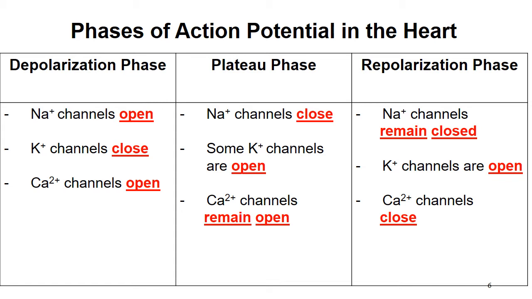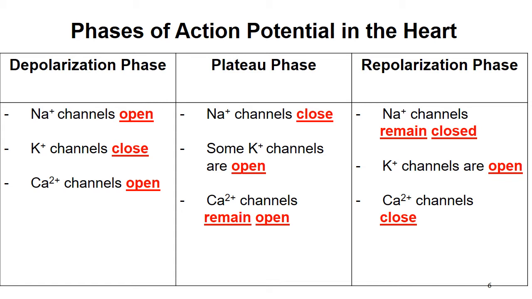So what is occurring in depolarization? Depolarization is exactly the same as it was in a skeletal muscle. Sodium channels open, sodium is rushing into the cell. The inside of the cell becomes more positive. Potassium channels remain closed. Calcium is the new ion and the most important ion when discussing the heart. Calcium channels are now open.